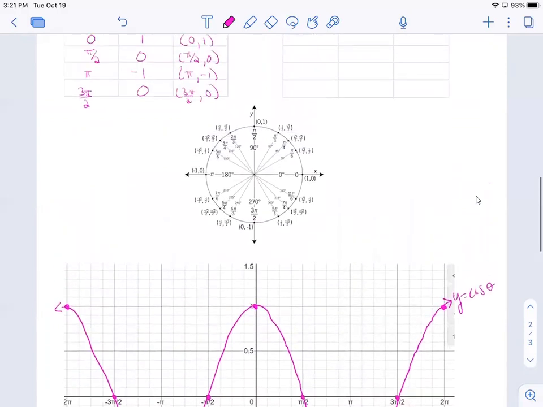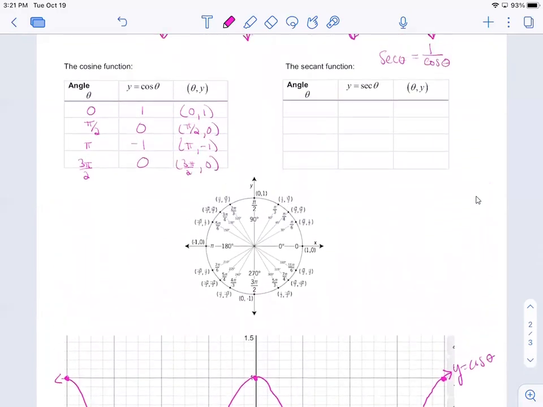All right, so now if I want to find my secant function, I'll choose a different color. My inputs are going to remain the same because this function still takes angles as inputs. And now remember, we're going to do the same process. It's the reciprocal of all my outputs. So if I flip 1, I get 1. I flip 0, I get undefined. -1, I get -1. And if I flip 0, I get undefined. So I only have 2 nice concrete points, which are 0, 1, and pi, -1.